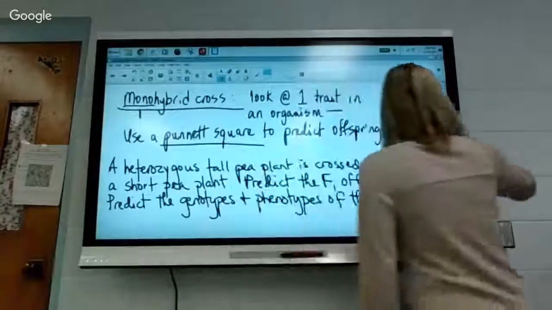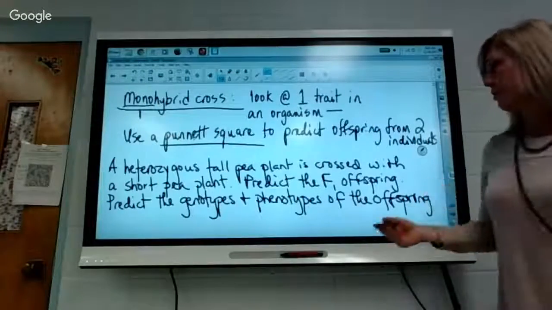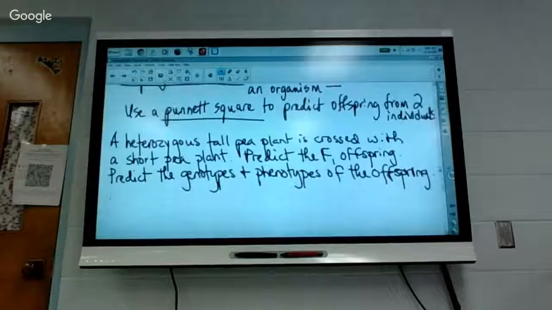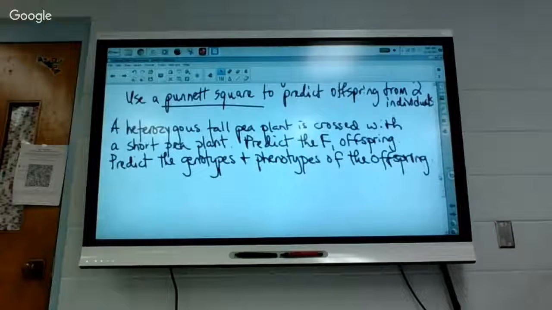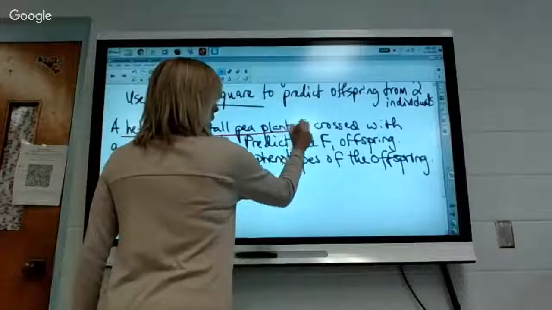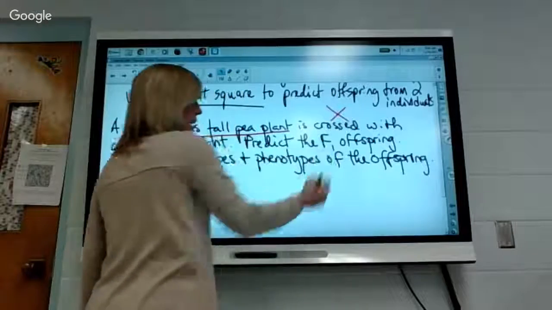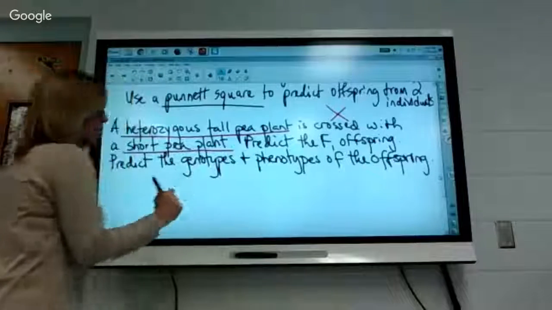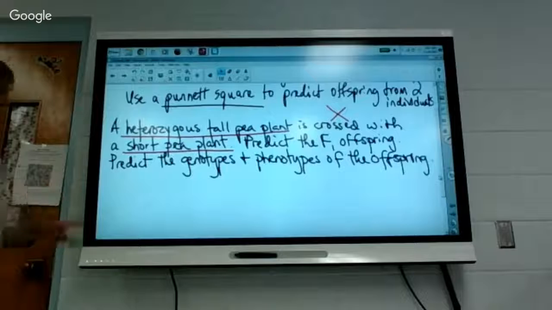So the first thing we want to do is underline the parents in the problem. What are the two parents that we have? Is it heterozygous or homozygous? Because we have to know that. Heterozygous tall is crossed with, that is the X, bred with, crossed with, short pea plant. Okay, so those are our parents.